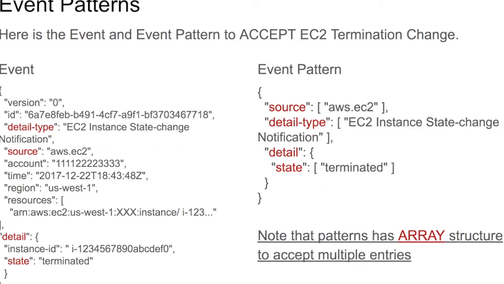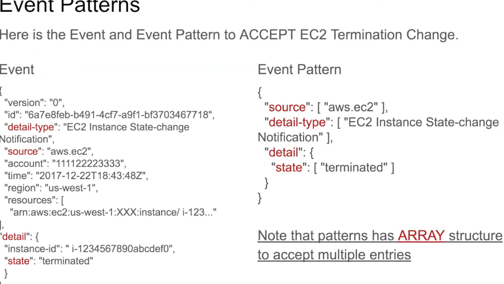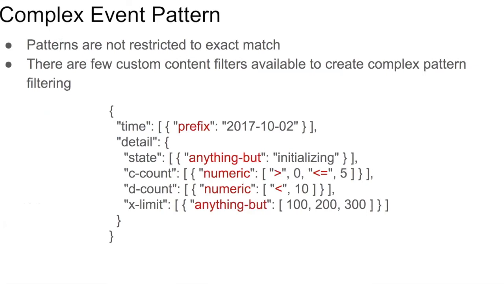It has an array-like structure, so I can actually put multiple values to grab a bunch of events and not just one-on-one. Now that is one-on-one, so it is exactly matching the string, but it is not limited to that. And because EventBridge is considered to be much more powerful, and in the future they also keep on adding more features, they have actually added additional filtering patterns as well.